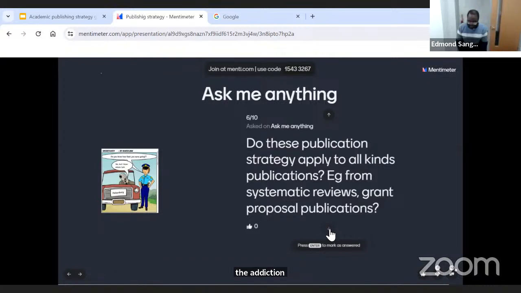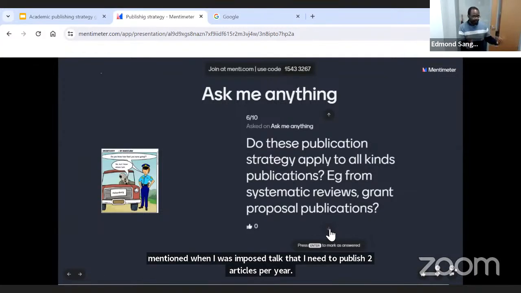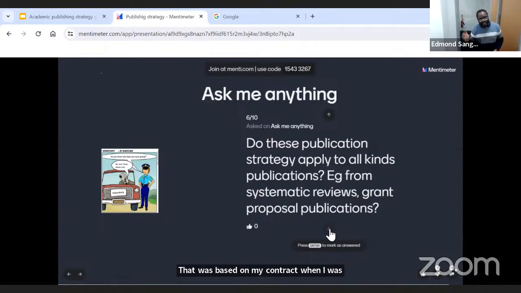It's going to depend on a number of factors, really, and it's going to vary from country to country, and in some cases from contract to contract. When I was in one country, my contract specifically mentioned, when I was a postdoc, that I need to publish 2 articles per year. That was based on my contract. When I was an associate professor, it said 8 articles per year in high impact factor journals, in Q1 journals, right? That was specific to the contract.